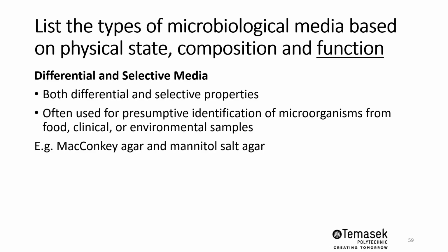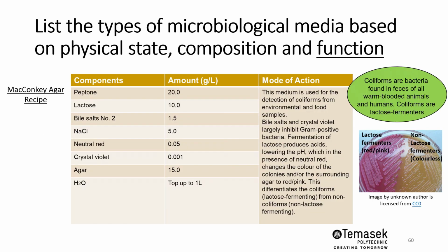Let's take a look at the MacConkey agar recipe. You can see in the MacConkey agar recipe, they have the presence of bile salts and crystal violet, as well as a pH indicator called neutral red. It has a carbon source also, which is lactose. So this media is basically used for the detection of coliforms from environmental or food samples.